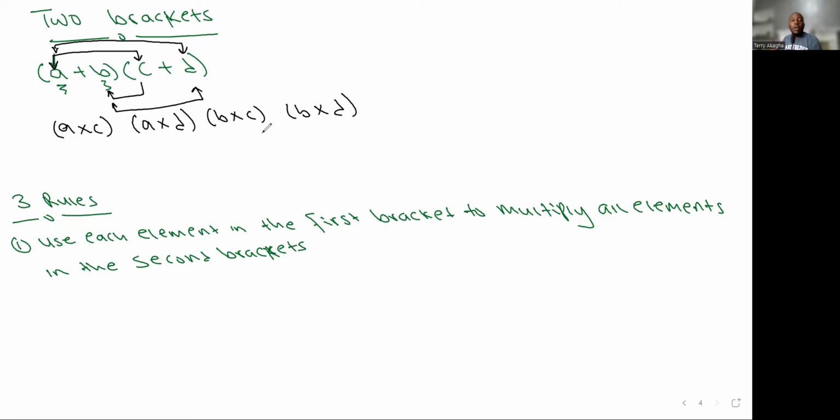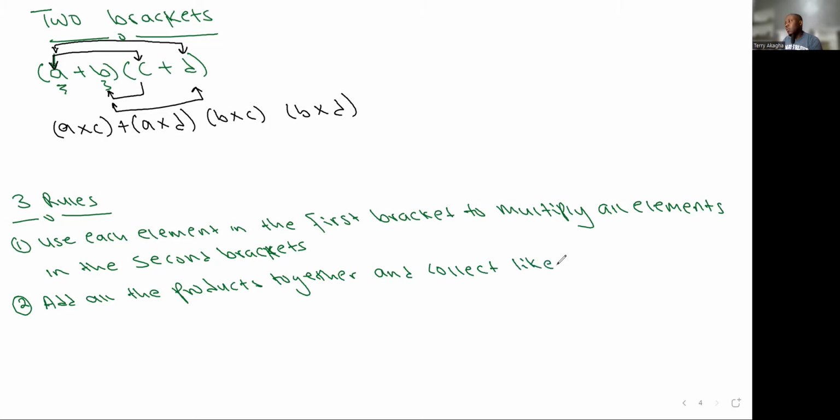Okay, then when you've done that, you then add all the products together. Okay, the second step is that you then have to add all the products together and collect like terms if necessary. And collect like terms if needed. All right. So that means then number 3, you then simplify if applicable.